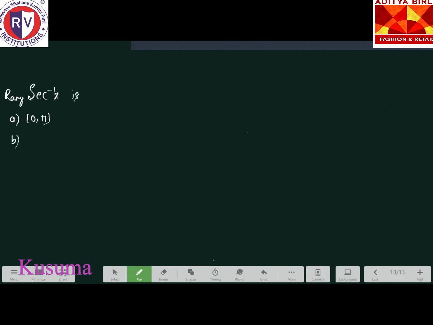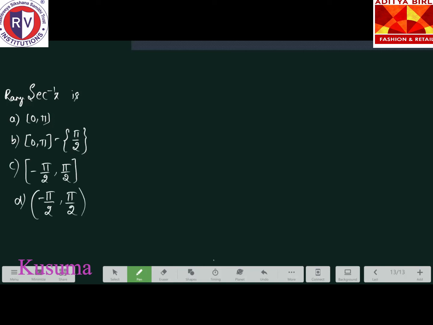Option B, 0 to pi minus pi by 2. Option C, minus pi by 2 to pi by 2, which is a closed interval. And option D is the open interval minus pi by 2 to pi by 2. Okay, these are the options given.